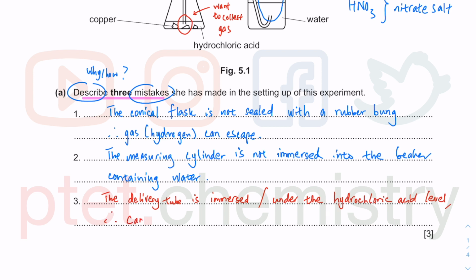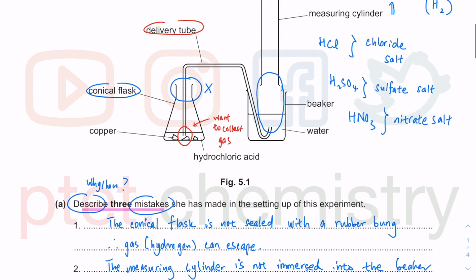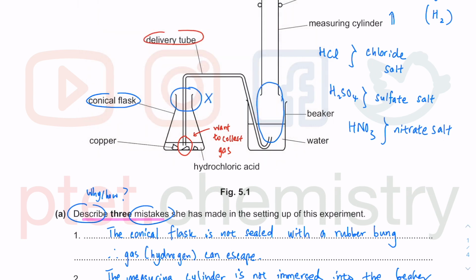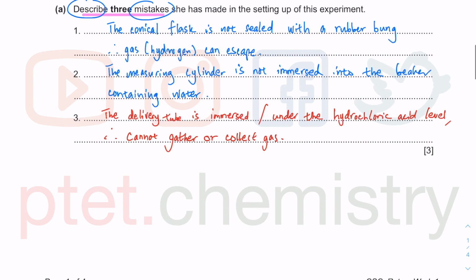Therefore, it cannot gather or collect the gas as it intends to. Okay, last but not least, when you have done more of year 10 or year 11 combined science chemistry, you will learn that copper is an unreactive metal. So copper is less reactive than hydrogen. So this is actually a fourth factor. So there are four possible factors, four possible mistakes here.